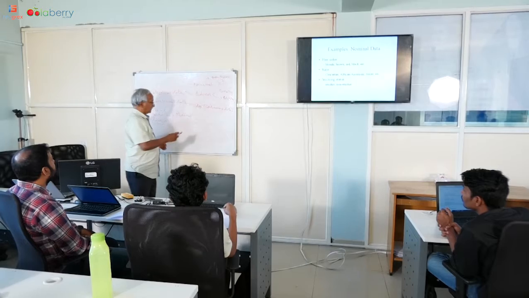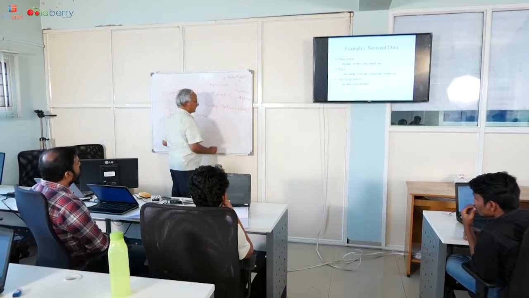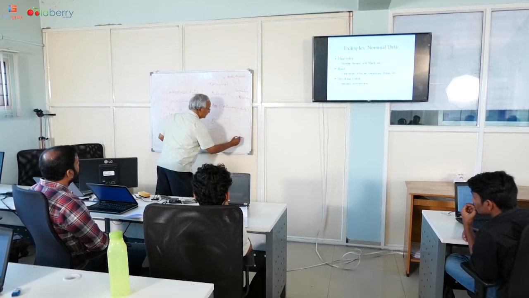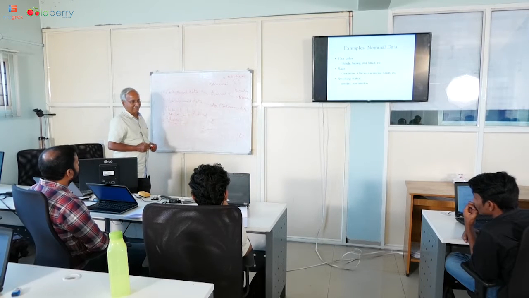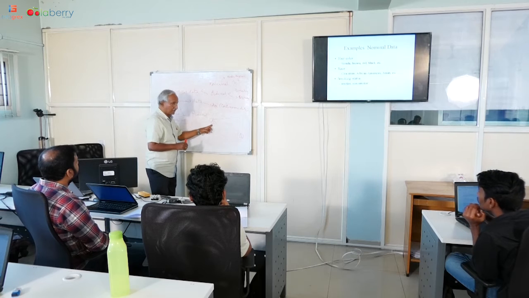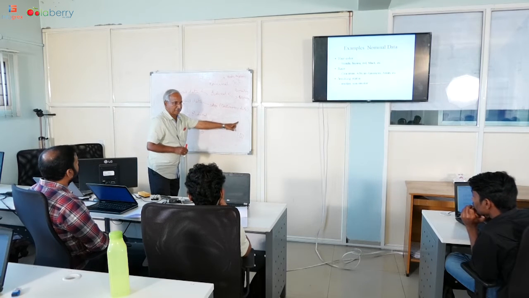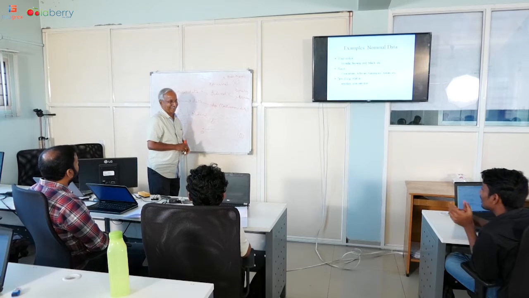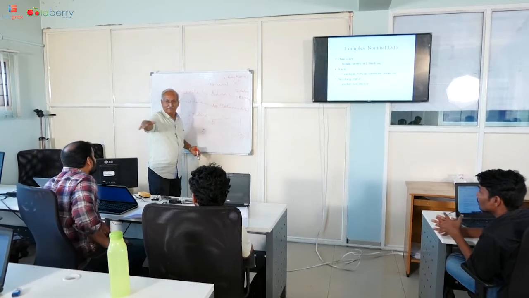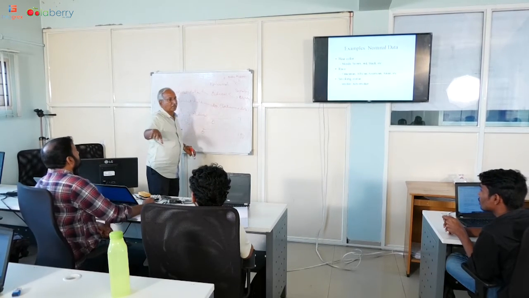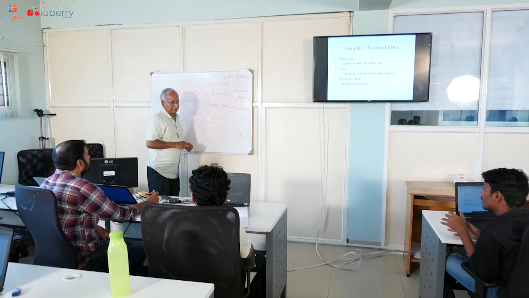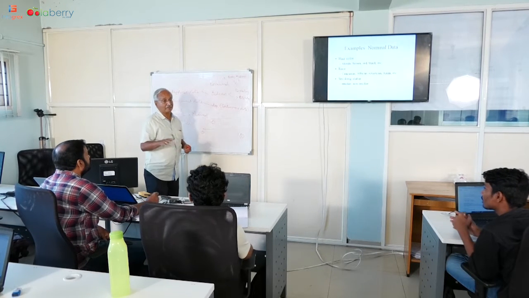A continuous value is, for example, 0 to 1 is continuous. 0 to 100 is also continuous. This is specific, and this is also specific. Age, I have taken 50, so all the 50 students' ages I have taken. So will it be continuous or discrete? Why discrete?